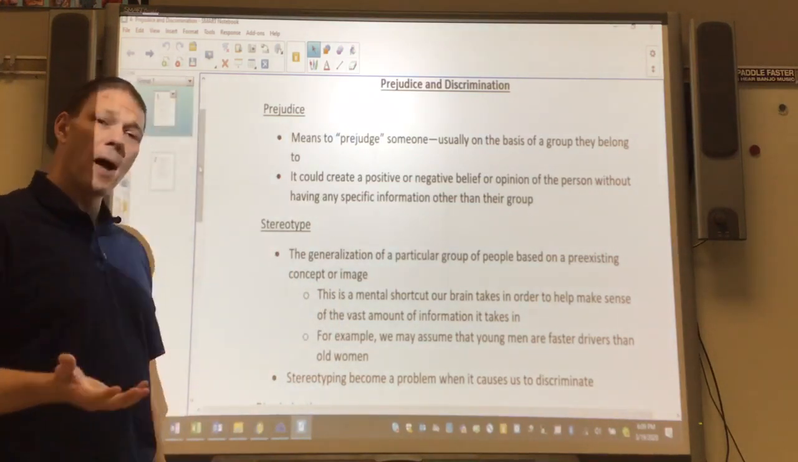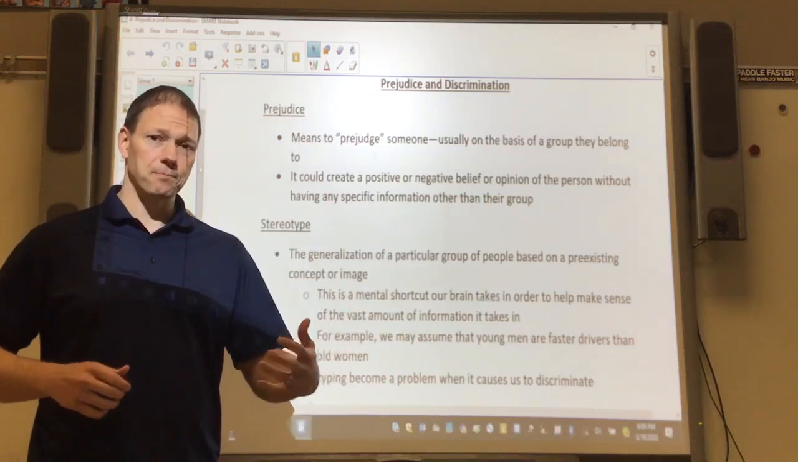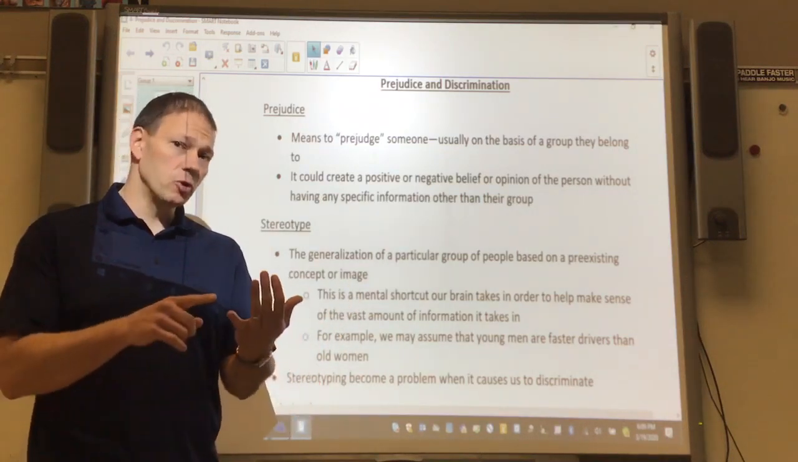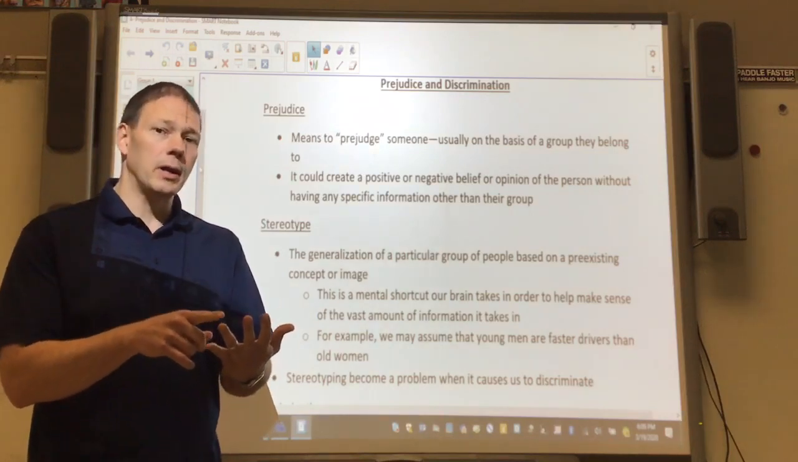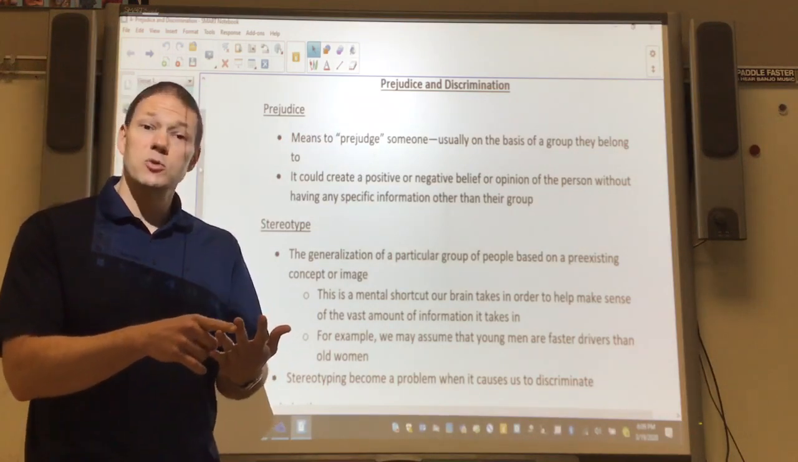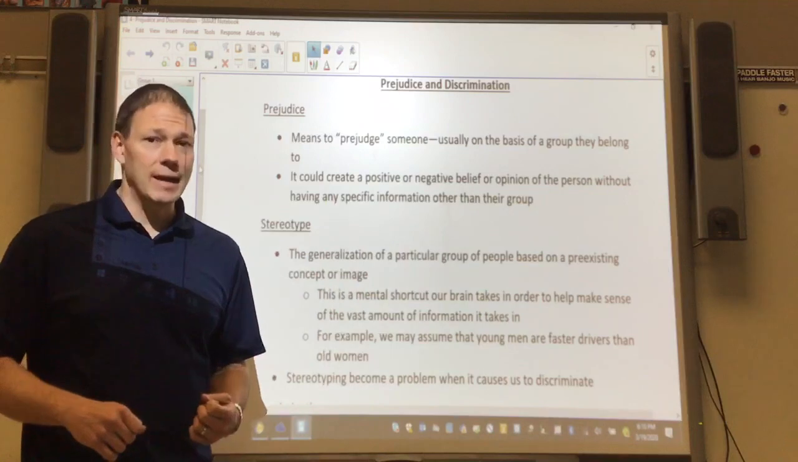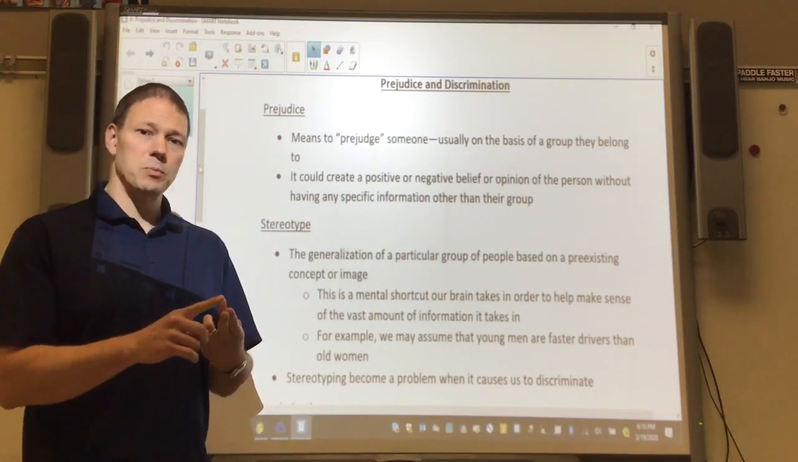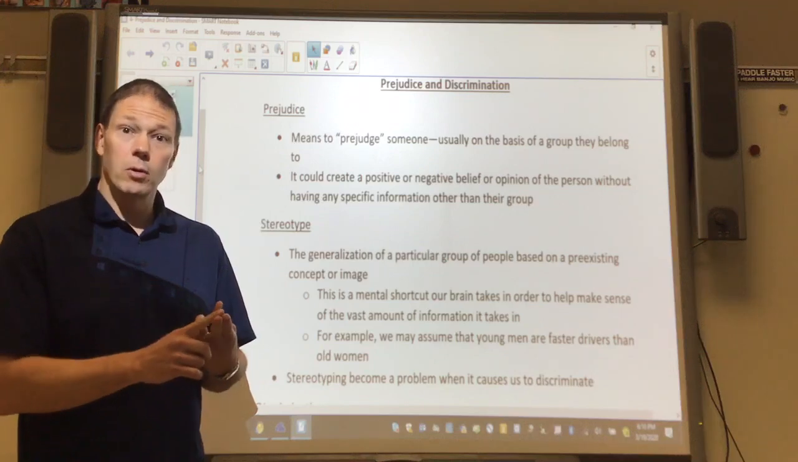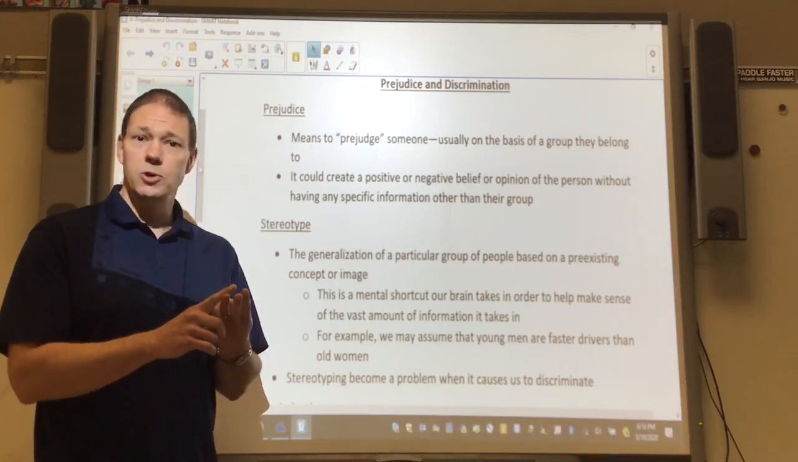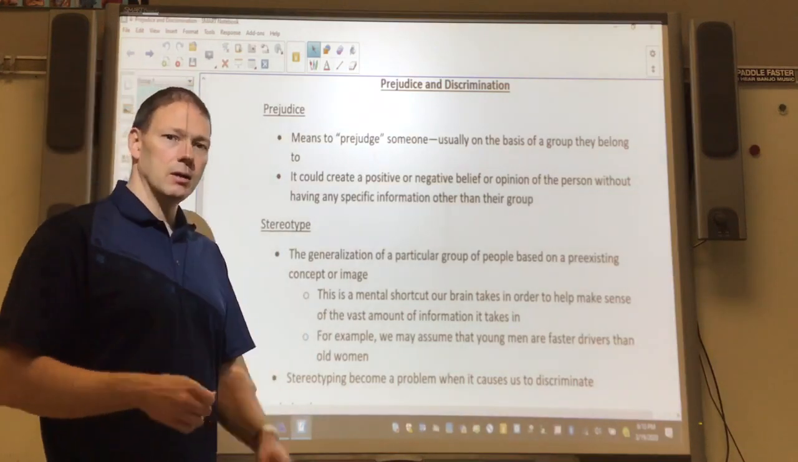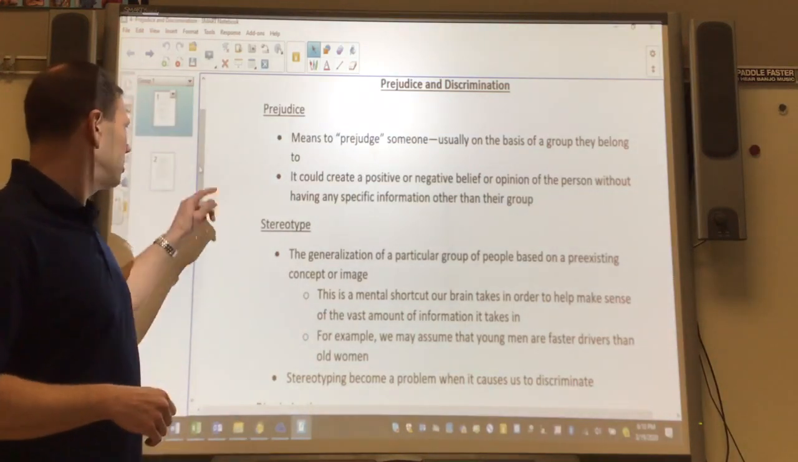It could be a positive thing. You could see somebody and think highly of them because of the group that they're in. Think that they're smart, hardworking, trustworthy, things like that. It could be negative. You could see somebody and think they must be dangerous, or a criminal, or stupid, because of the group they seem to be connected to. Okay, so that's what prejudice is.